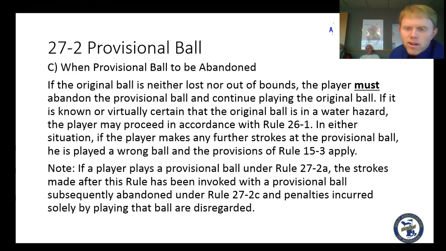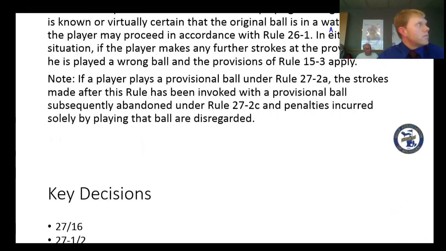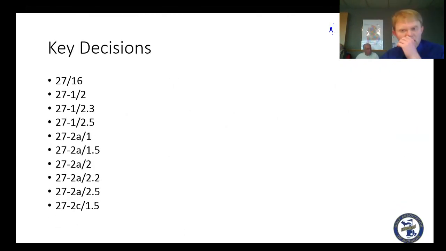That's a decision. That's a weird one. All right, if a player plays a provisional ball under Rule 27-2A, the strokes made after this rule has been invoked, the provisional ball subsequently abandoned, do not count, and the penalties are disregarded. Makes sense, right? All right, key decisions here for Rule 27. There are a few more listed on the sheet than what was originally sent out.